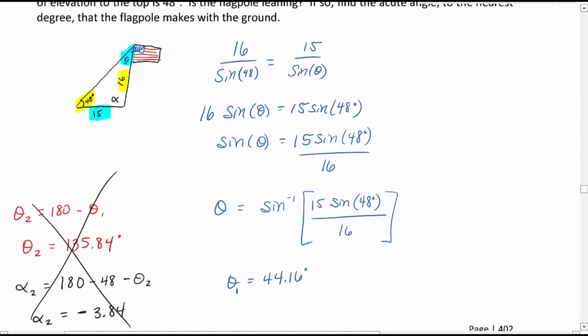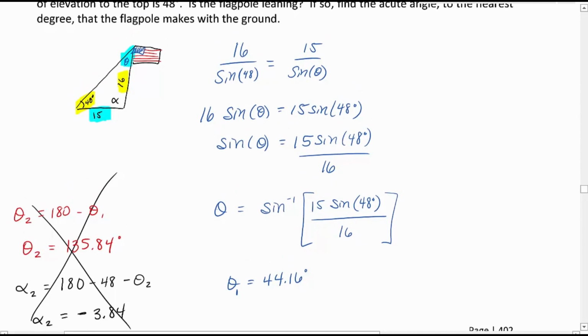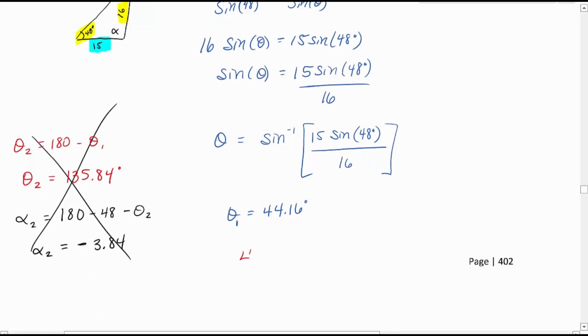All right, let's get back to answering the question in our application problem. So the question is, is this flagpole leaning? To determine whether it's leaning, our angle theta here has to be complementary with the 48 degrees, and it's not. When we add those two together, we get 92.16 degrees. So that means that we're leaning.